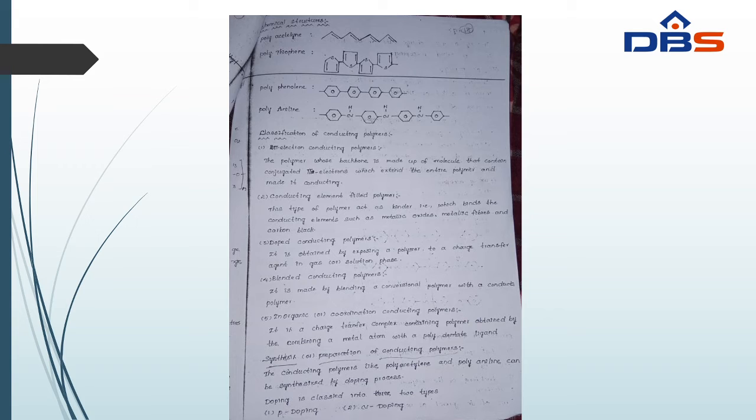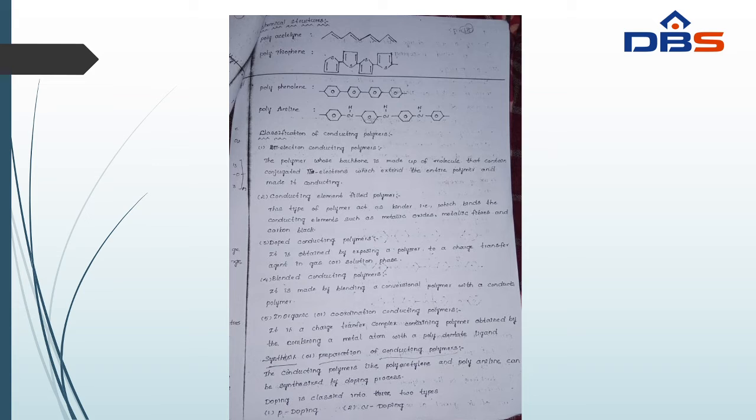And second one, conducting element filled polymers. This type of polymer acts as a binder, that is, it binds the conducting elements such as metallic oxides, metallic fibers and carbon black. That is called conducting element filled polymers.